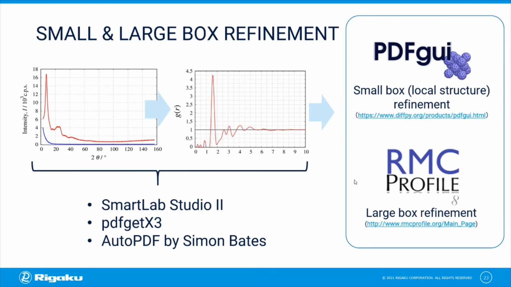When it comes to the evaluation of PDF results, we have a choice of programs. We can do the data reduction in SmartLab Studio 2 and PDFgetX3 or in AutoPDF by Simon Bates. And then depending on the evaluation type, we can choose to go to PDFgui for a small box or local structure refinement, or RMCProfile for a large box refinement.